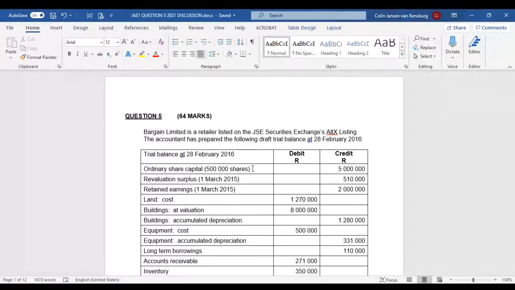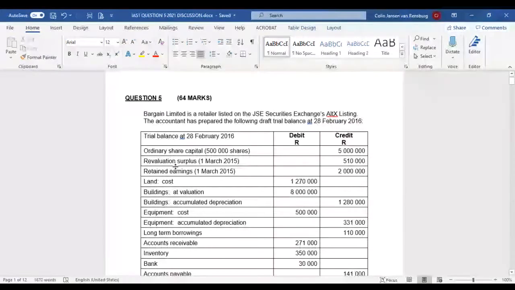But still, the fact that they are listed on the Altex board doesn't mean they are small companies. They are still huge companies, but they're just not as big as the Anglo-Americans or the Pick n Pays or the ShopRite Checkers of the world, right? But they are still substantial companies. Okay, so now we've got a trial balance here. Let's just briefly go through the trial balance.